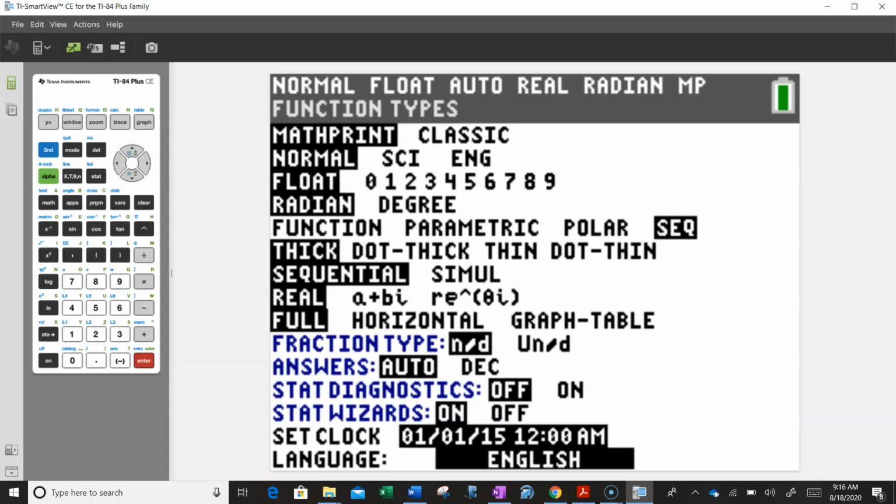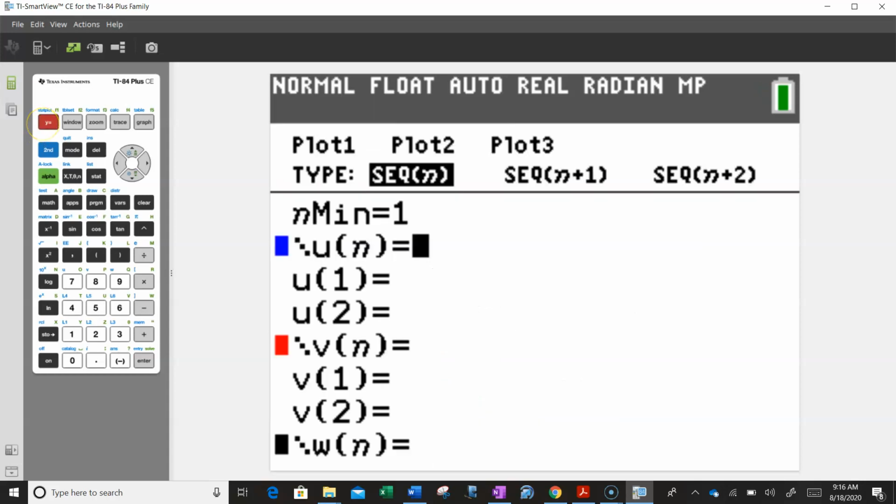Then from there, the next step is to go to y equals. Now we are in sequence mode, and our n min is going to be 1, because we're starting with the first term. The n min is the value where n starts counting. If you're looking at your steps on your blue sheet, I am now on step 2. I'm literally going down these steps. It says enter the recursive formula for u of n. They call it u of n instead of a sub n.